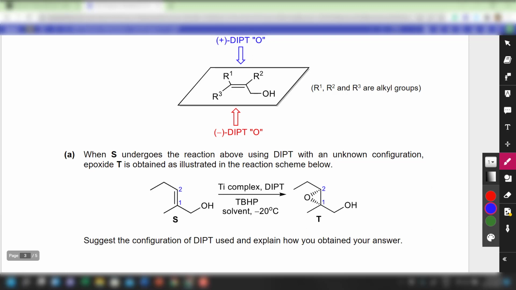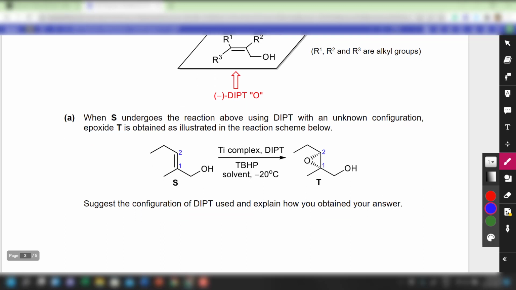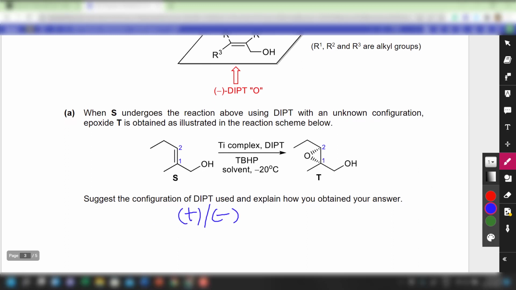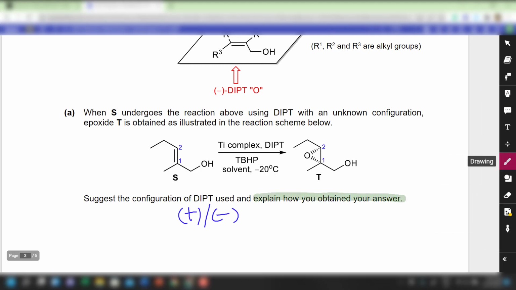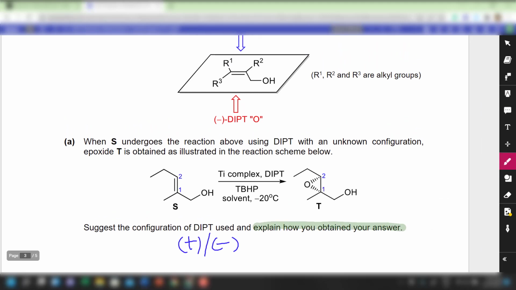You are asked to suggest the configuration of DIPT used. So basically your answer is either plus DIPT or minus. Okay, so it's a 50-50% chance of getting it correct. Because it's a 50-50% chance, as you know, most of the time we don't give credits to guesswork, so you have to explain how you obtain your answer. Okay, so how do we obtain our answer?